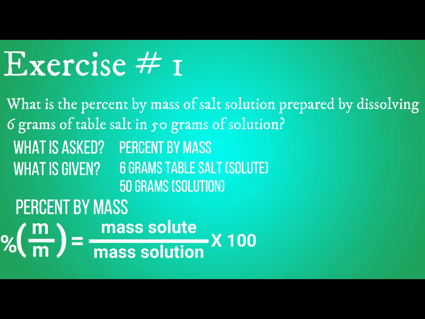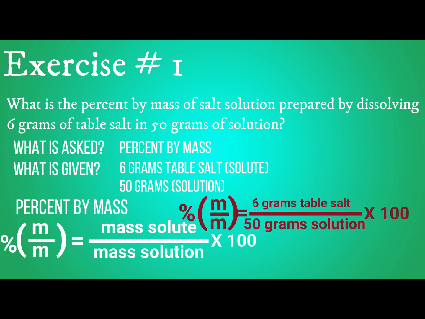Since we have the values of the mass of the solute and the mass of the solution, we are just going to substitute the values. Percent by mass equals 6 grams table salt over 50 grams solution. Now we cancel out the units and we are left with 0.12, but we still have times 100 to make it into a percentage. So we multiply 0.12 by 100. And we finally get the percent by mass, which is 12%.